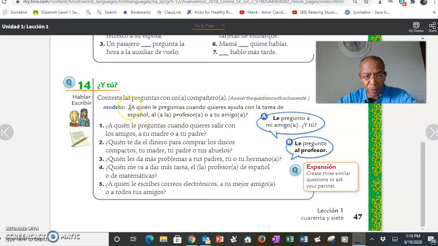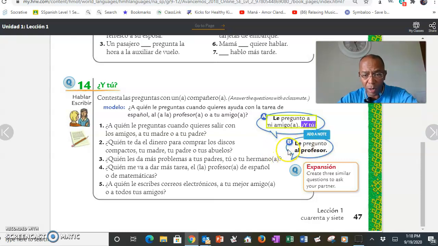So the model shows the following. ¿A quién le preguntas cuando quieres ayuda con la tarea de español? Who do you ask when you need help with Spanish homework? ¿A la profesora o al profesor? ¿O a tu amigo o tu amiga? Who do you ask? So that will be the question. So you could say like this. Le pregunto a mi amigo, ¿y tú? The answer is, I ask my friend, and you? Remember, you have to continue the conversation by saying y tú.